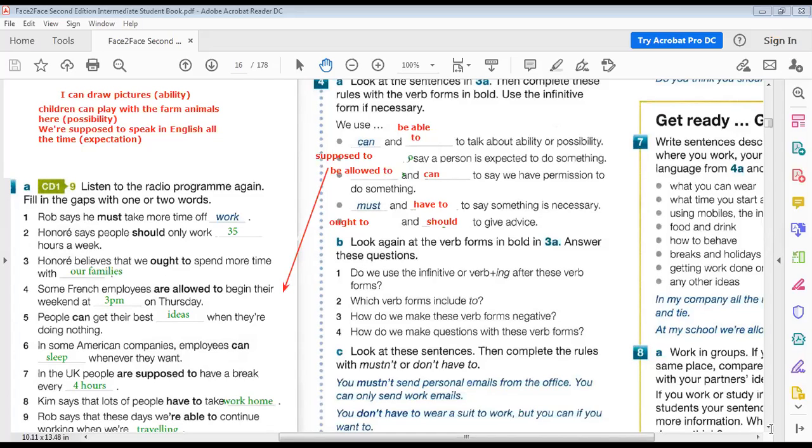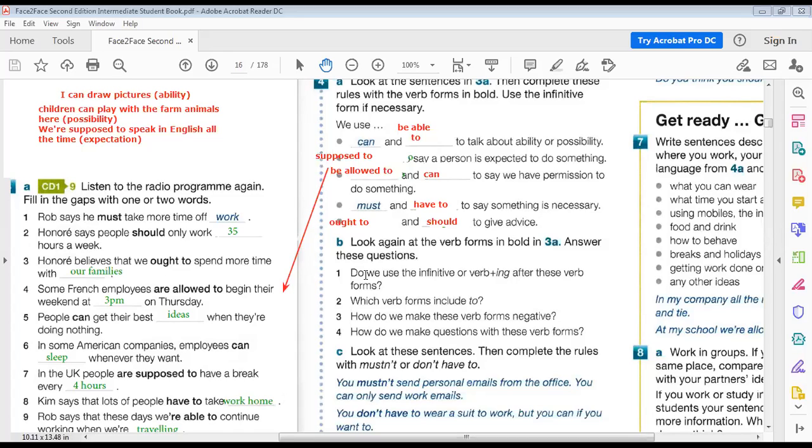Okay. All right. So supposed to is when you expect someone to do something. So you say you're supposed to. Yes, it's a bit of an expectation. I think that's correct, yeah. Must and have to, we talked about them. We also have permission. You're allowed to leave. You're not allowed to leave. You can leave anytime you want. So we can use both of them to show permission. And the last one we talked about, ought to and should.